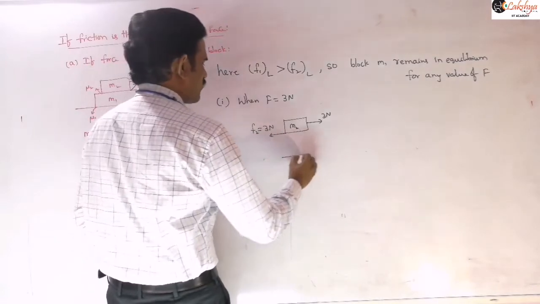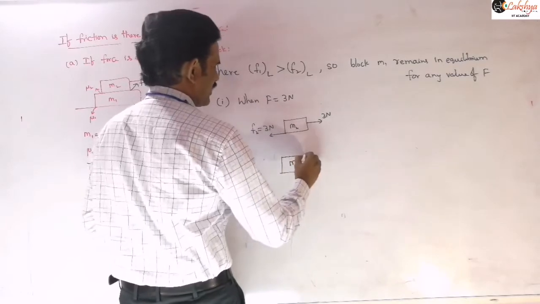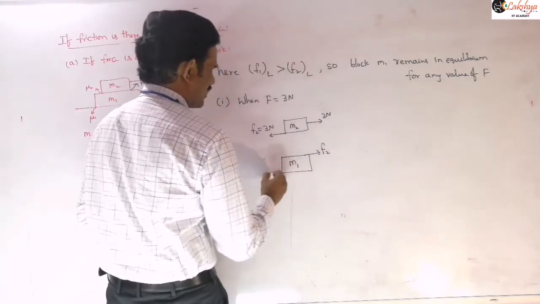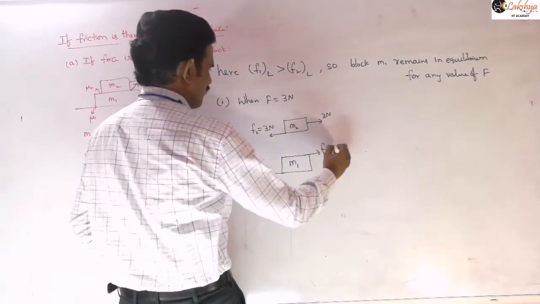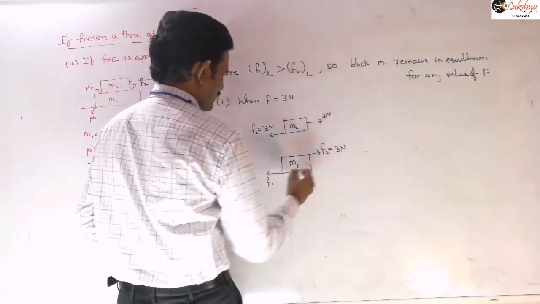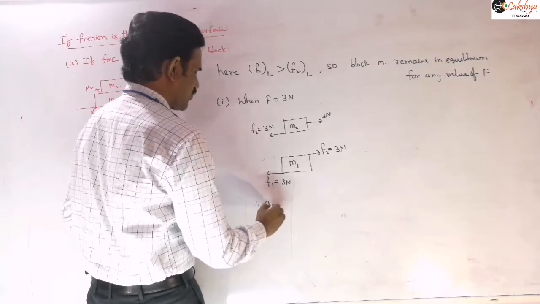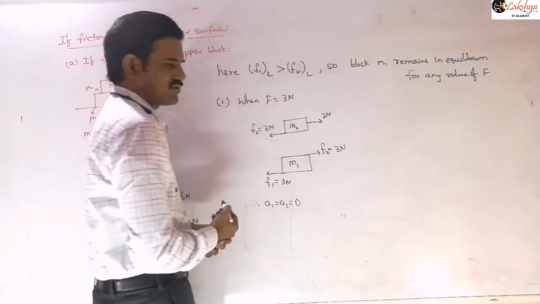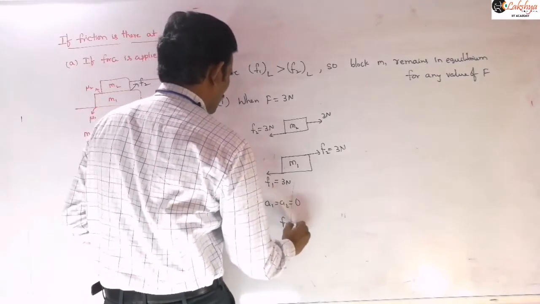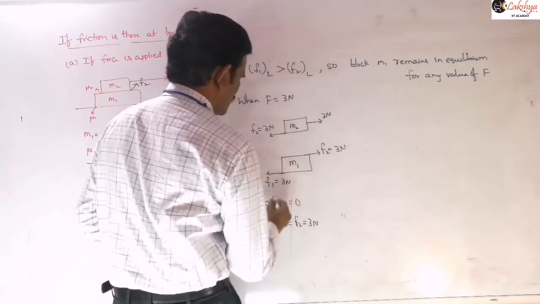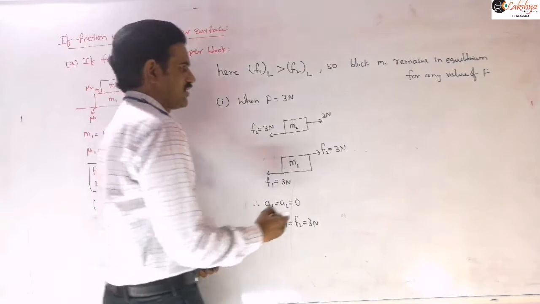Next, similarly, if you take the M1 free body diagram, F2 will act in this direction and F1 will act in this direction. In this case, the F2 value is 3 newtons and F1 is also 3 newtons. So we can conclude that A1 is equal to A2 is equal to 0. Both the blocks will remain at rest, and frictional force F1 is equal to F2 is equal to 3 newtons. Those are the required values.